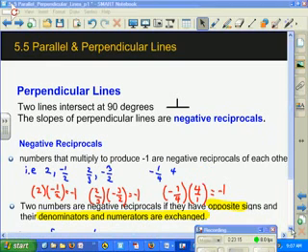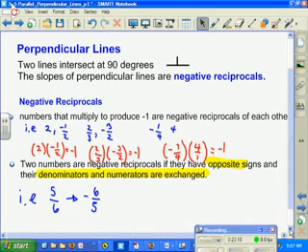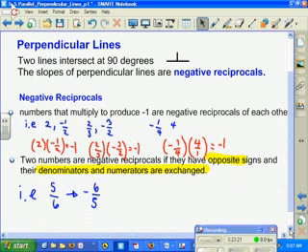Okay, so just to summarize from yesterday, we finished off this way. Perpendicular lines are two lines that intersect at 90 degrees, and the slopes of perpendicular lines are negative reciprocals. A key thing to note about negative reciprocals is that the product of those two numbers gives you -1. You would have seen that yesterday in the activity in Geometry Sketchpad, when it calculated the slope for perpendicular lines, that it was indeed -1.